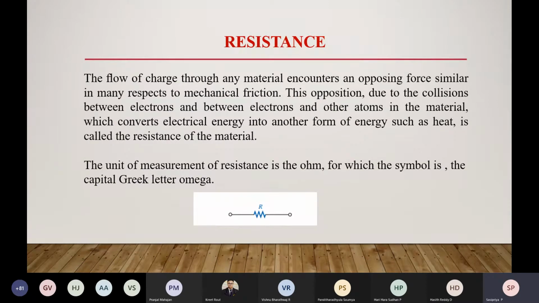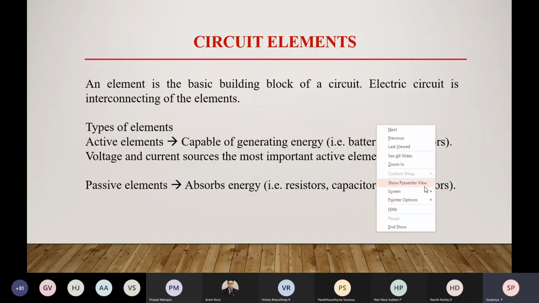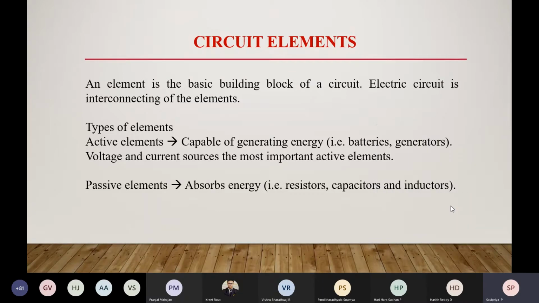There are basically two categories: one is active element, the other one is passive element. As discussed already, the elements which are able to generate energy fall under the category of active elements. The components which are going to consume or absorb energy are called passive elements. Basically there are three passive elements as mentioned already.